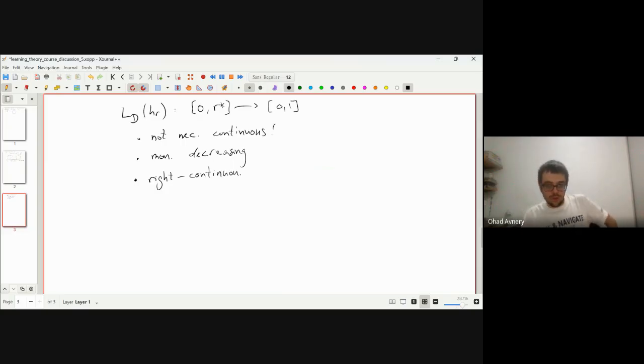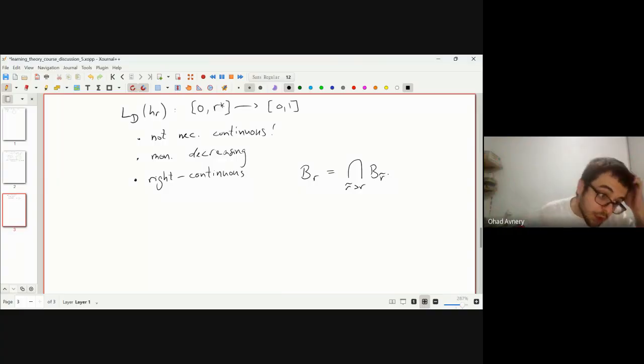And we can prove this by noting that the family of closed balls B_R is itself right continuous, because if we approach a certain radius from the right, then the intersection of all of these closed balls is exactly the closed ball in the limit. Okay, so we have a general parameter epsilon greater than 0.